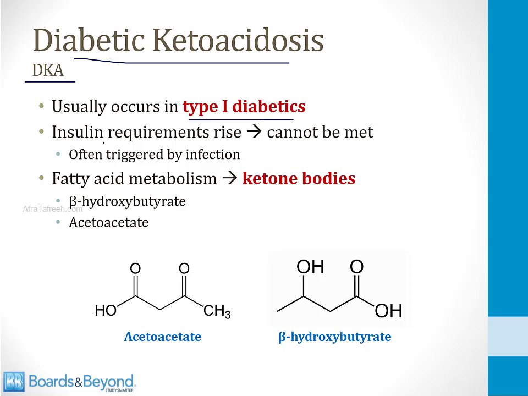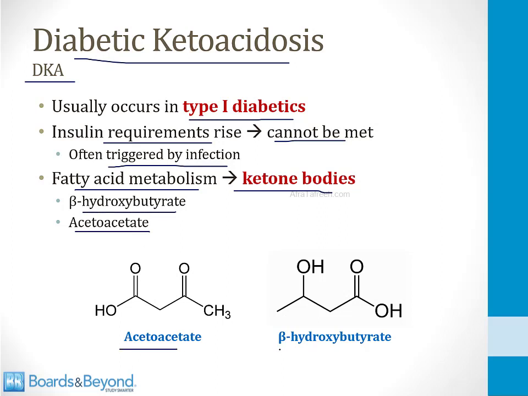It usually occurs when insulin requirements rise but cannot be met because the patient has diabetes. For example, a classic trigger of DKA is an infection. During the setting of infection, you need more insulin effects, and if your body can't make insulin to meet that demand, DKA can develop. In DKA, fatty acid metabolism leads to the development of ketone bodies, and the ketone bodies beta-hydroxybutyrate and acetoacetate. Their structures are shown on the screen here. Both of these are acids which can cause an acidosis and also increase the anion gap.